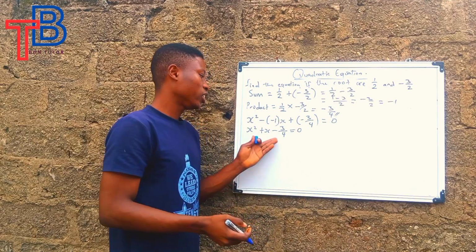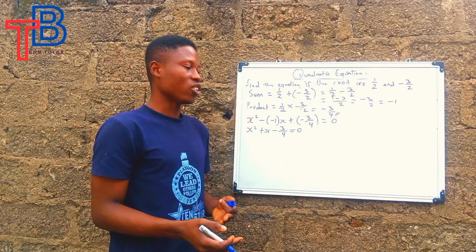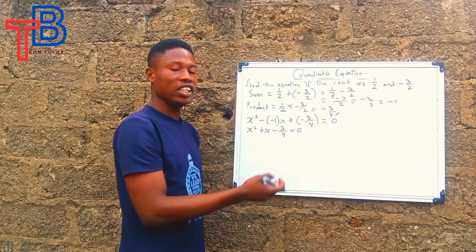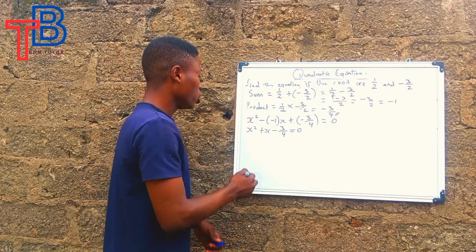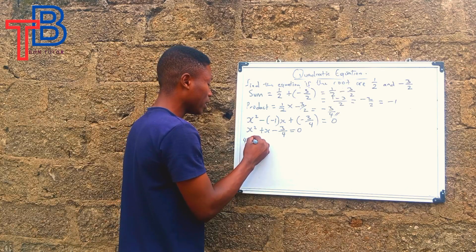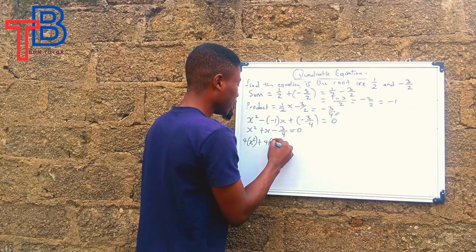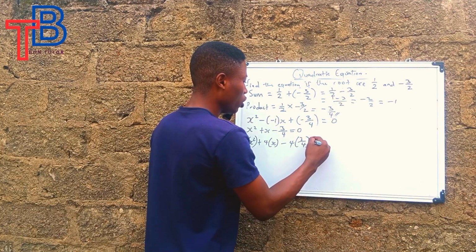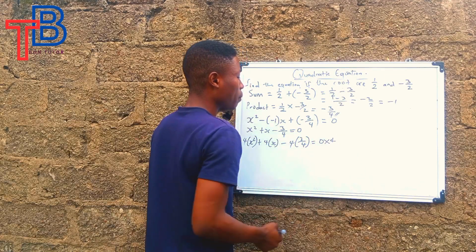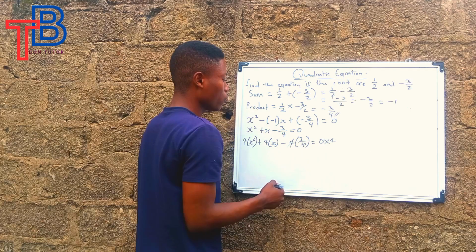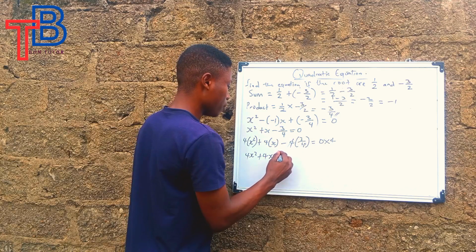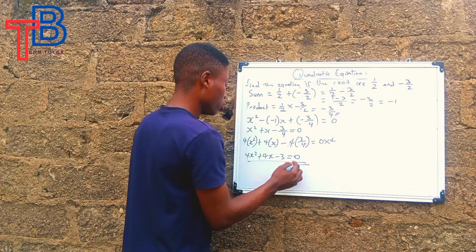This is the equation, but to have the actual equation, you can multiply through by the denominator here so that you have a linear quadratic equation. So that is, you have 4 into bracket x squared plus 4 into bracket x minus 4 into bracket 3 over 4 equals 0 multiplied by 4. Your 4 cancels 4. You have 4x squared plus 4x minus 3 equals 0.